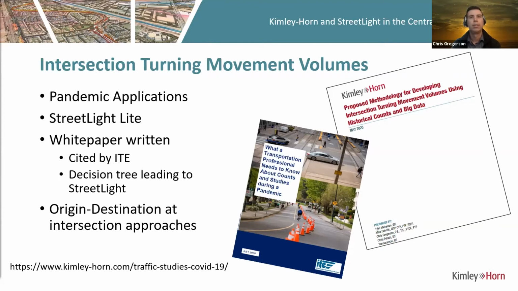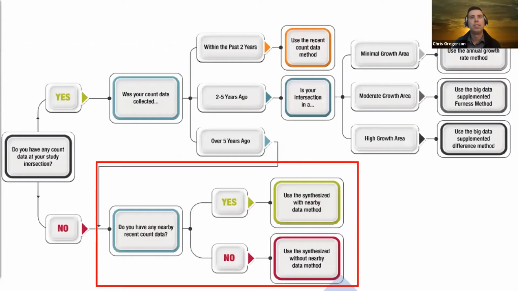The white paper was actually cited by ITE's white paper that they're putting out. I put a link to it if you want to read more. We put together a decision tree that I'm going to talk about in more detail in the next slide. But just in terms of how it works in general, we're looking at origin destination data at the hourly level from the different intersection approaches to help determine individual volumes for different movements.